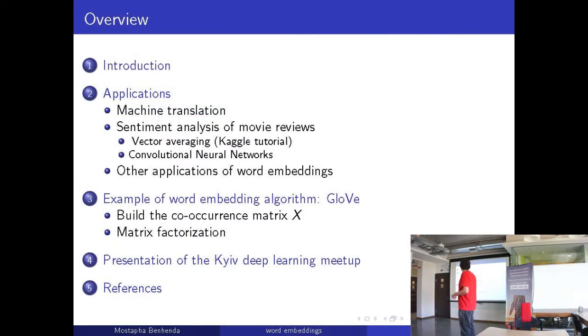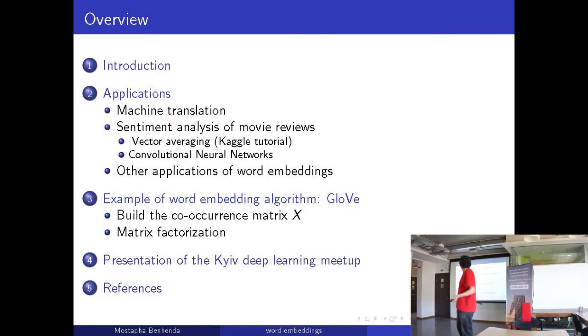Then I will focus more on applications of word representations. So the two big applications are machine translation and sentiment analysis. Machine translation is like Google Translate, and sentiment analysis, I will tell you later what it is. And then in the third part, I will explain a little about the algorithm GloVe. I will give more details about this algorithm. And the fourth part will be like a promotional part about my activity in Kyiv of deep learning meetup.